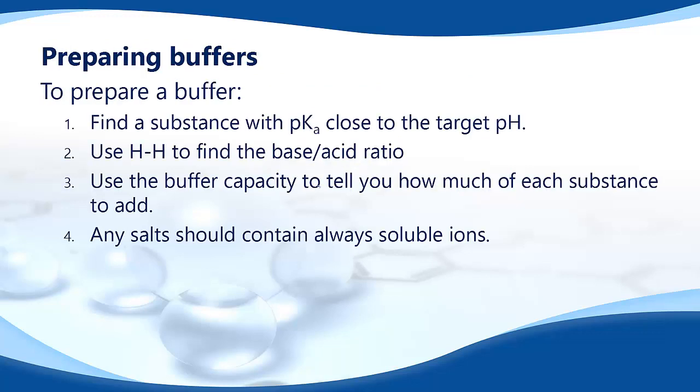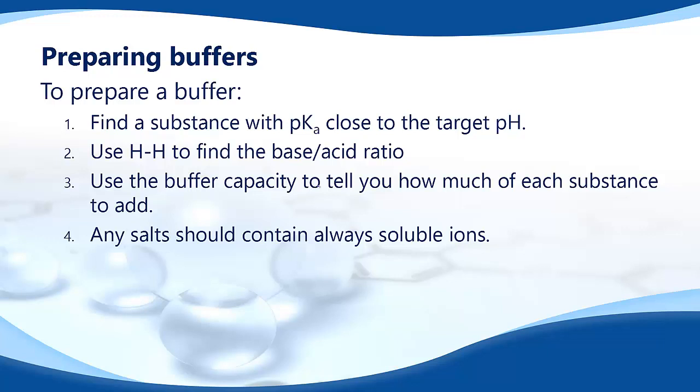Now, to make a buffer, and I would like, once we get back, to actually have you guys make and test these a little bit. All you do, so first thing you do is you take the target pH and you find some weak acid that has a pKa very close to that target number. Then you use Henderson-Hasselbalch to find the ratio between the acid and the base, so the molar ratio necessary.